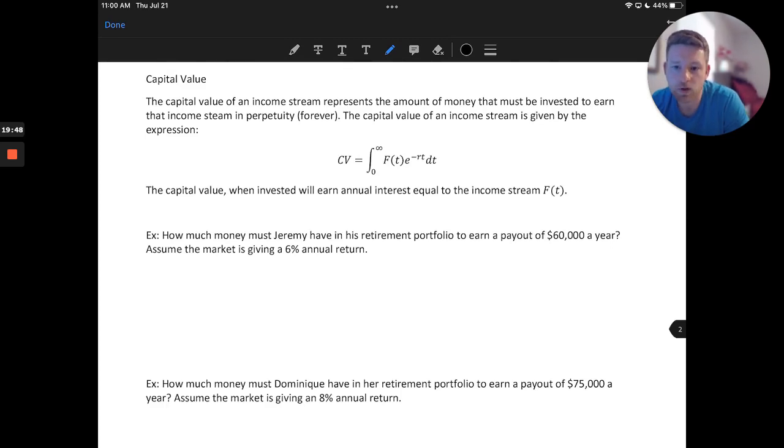So the capital value of an income stream represents the amount of money that must be invested to earn that income stream in perpetuity, or forever. So the capital value of an income stream is given by the expression, we'll call it CV. It's the integral from 0 to infinity of our capital F of t times e to the negative rt dt. So instead of having a fixed amount of years that we're getting this income stream, we're actually going to get this annual income stream in perpetuity, forever.